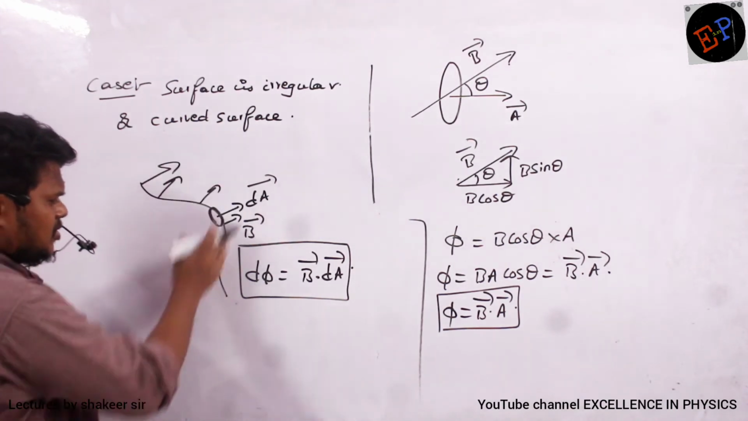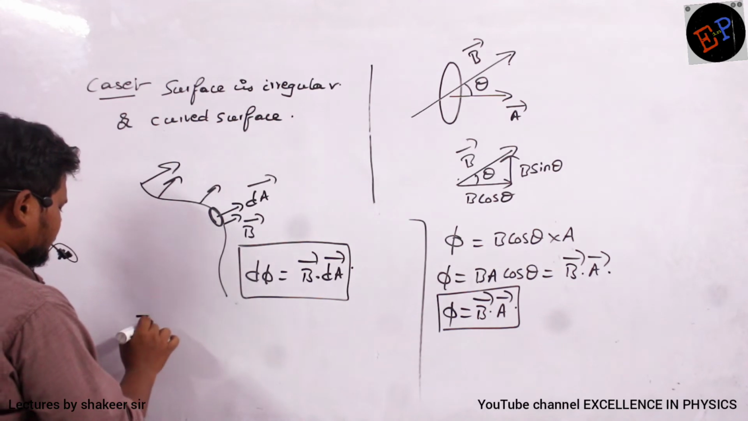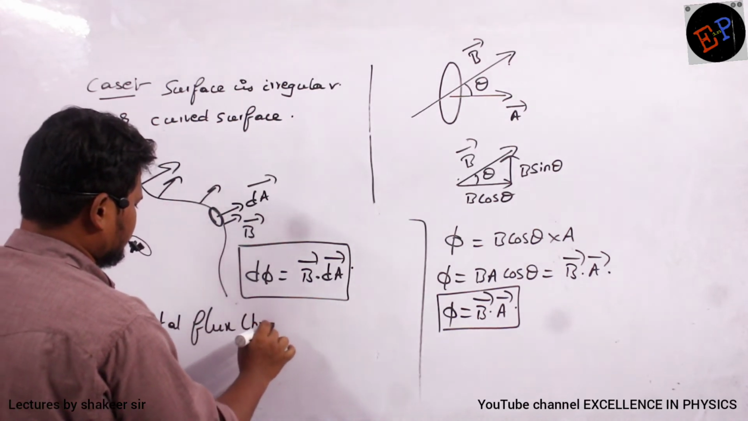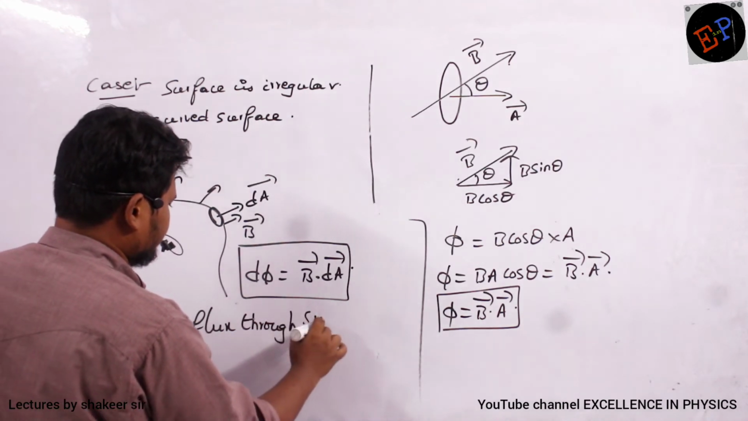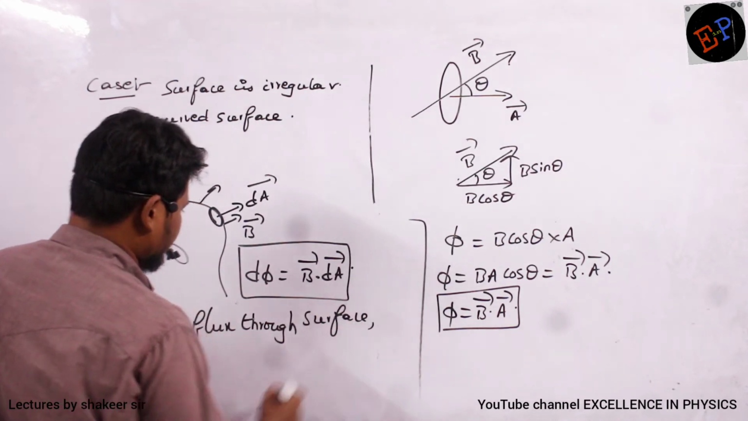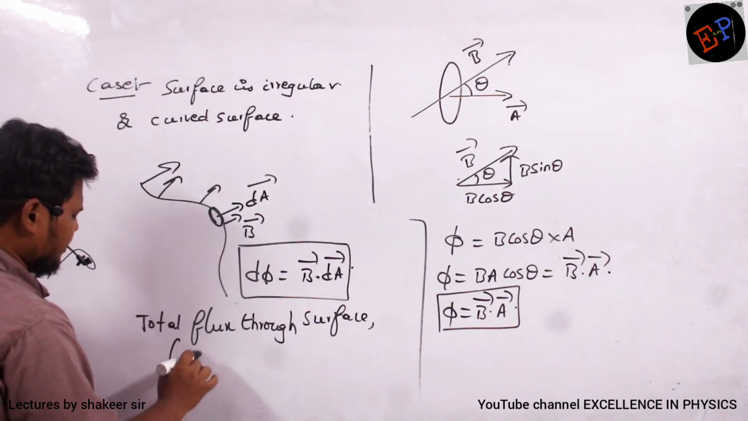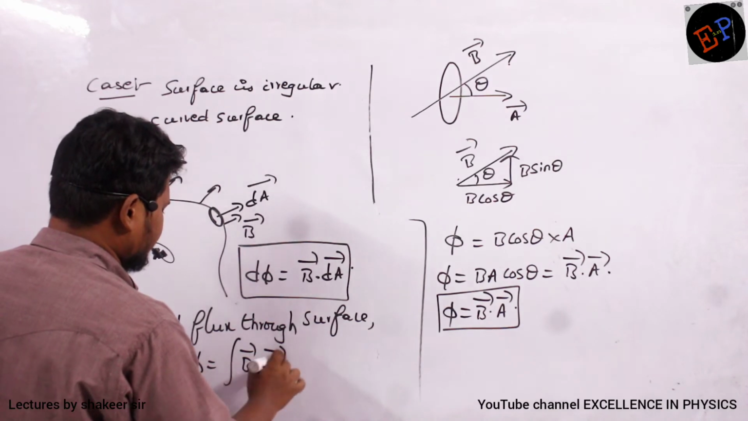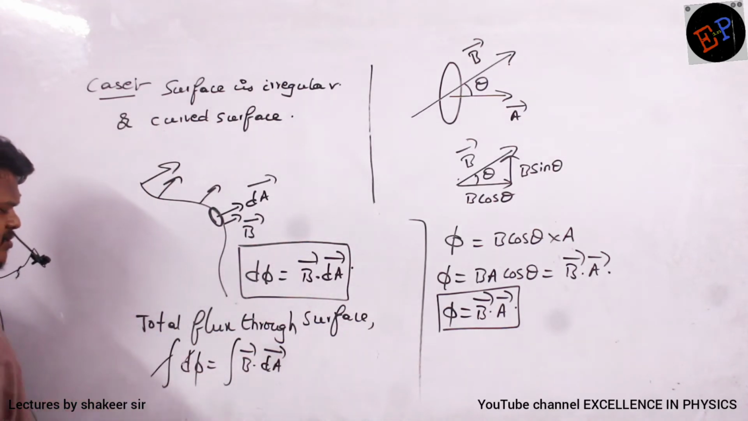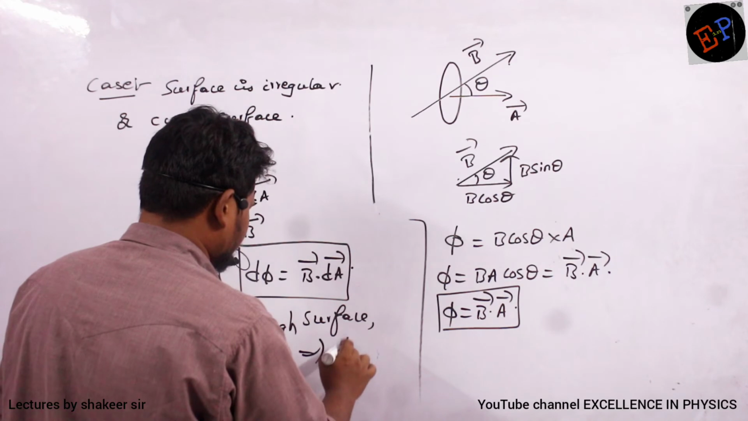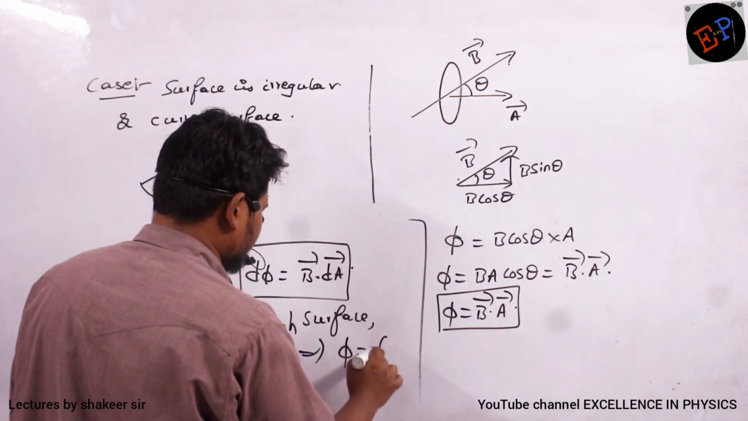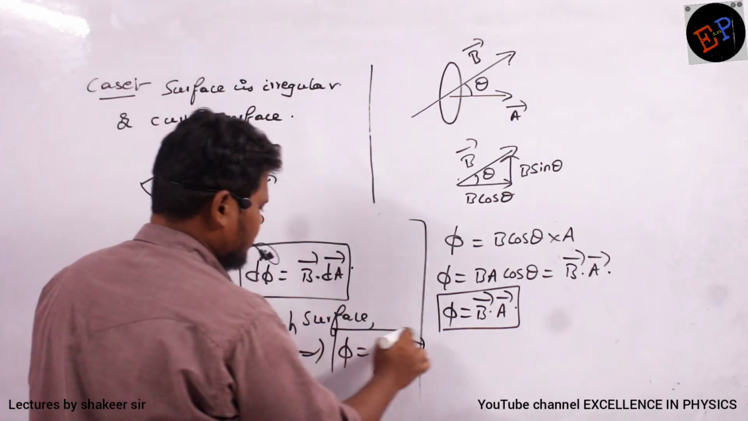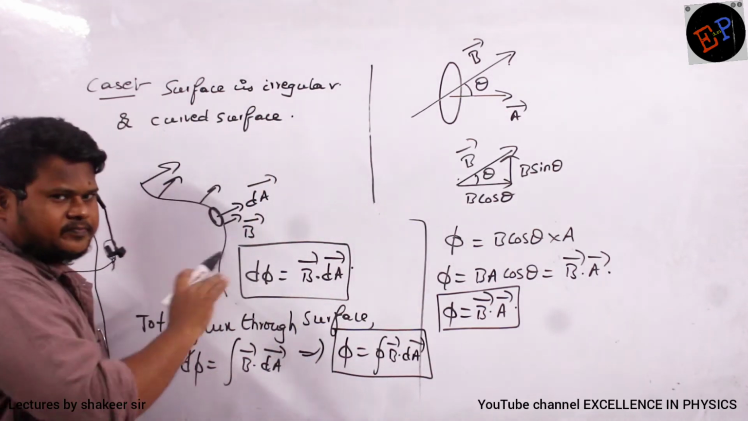Now if I want the total flux through the area, what do I have to do? Integrate on both sides to get the total flux through the surface. So integration of d phi is equal to integration of B dash dot dA dash. Integration and differentiation cancel. So phi is equal to the closed integral of B dash dot dA dash. Closed integration means integrating throughout the surface. Are you able to understand?